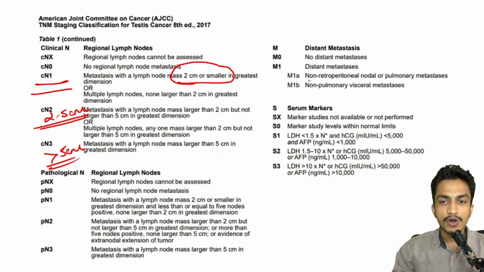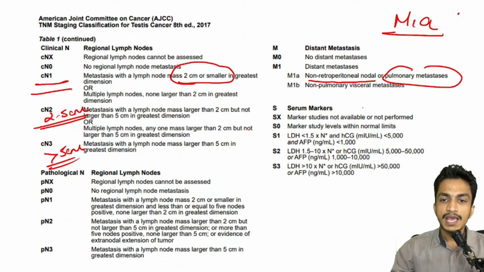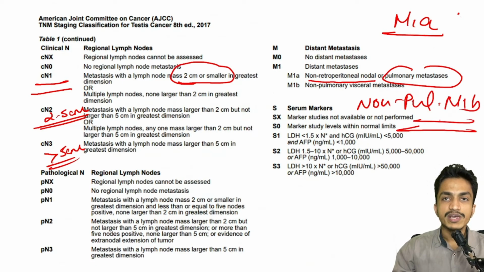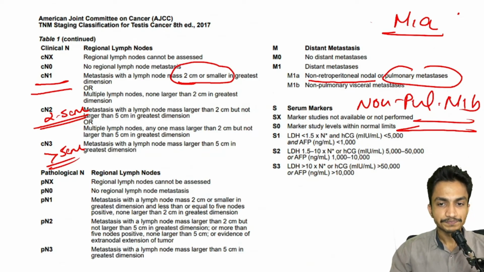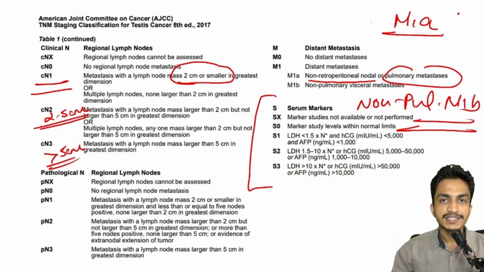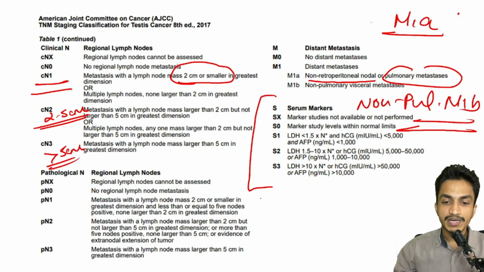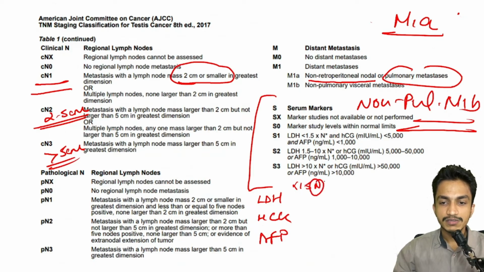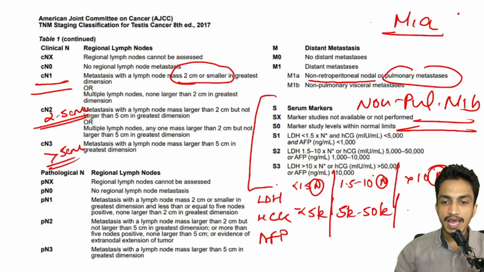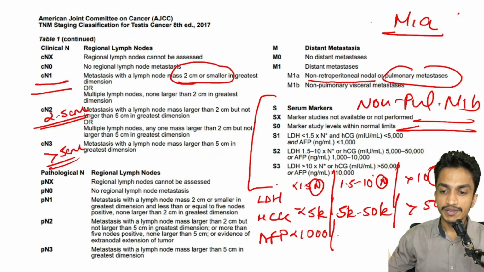And if there is lymph node spread into non-retroperitoneal nodes or lung mets, then it is M1a, and non-pulmonary it is M1b. So if it is other than retroperitoneum or into the lungs, it is M1a, and outside the lungs any extrapulmonary metastasis, that is M1b. And in the testis, an important point to remember is the classification according to the tumor markers, that is S1, S2 and S3, and that is dependent on LDH, HCG and AFP. So if it is less than 1.5 times normal, or 1.5 to 10 times normal, or greater than 10 times normal, that is S1, S2, S3 for LDH. For HCG, if less than 5,000, 5,000 to 50,000 and greater than 50,000, that is S1, S2, S3 for HCG. And for AFP, if less than 1,000, between 1,000 to 10,000 and greater than 10,000, that is S1, S2, S3 according to the serum markers.